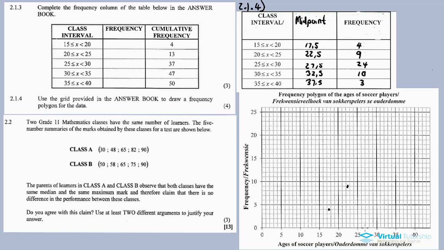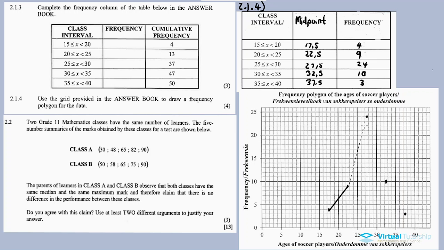27.5: 26, 27.5, and 24. Now 24 here, and then 32.5: 1, 2, 32.5 and 10. Now 10, and then 37.5 and 3: 35, 36, 37.5 and 3, 1, 2, 3. Boom. Now we plot again. Now we connect the points.